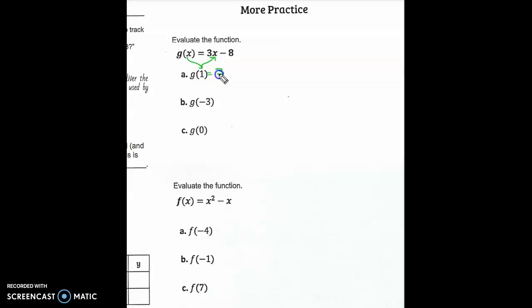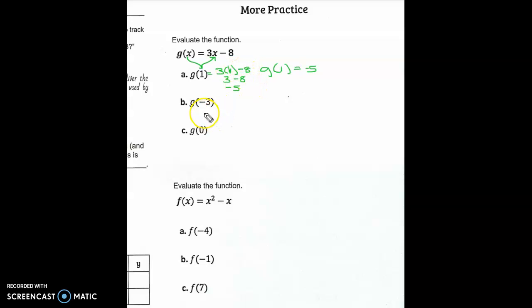So that's what we're going to do. I'm going to take 3, and instead of x, I want to know where it is at 1. So I'm going to put a 1 there, and then I'm going to subtract 8. And then we evaluate it. We use order of operations. So I have multiplication first, so 3 times 1 is 3, and then I'm going to subtract 8. 3 minus 8 is negative 5. So when I have a 1 in for the function, I get a negative 5 out. That's my output. So in went 1, out came negative 5, and I applied the function 3 times 1 minus 8.